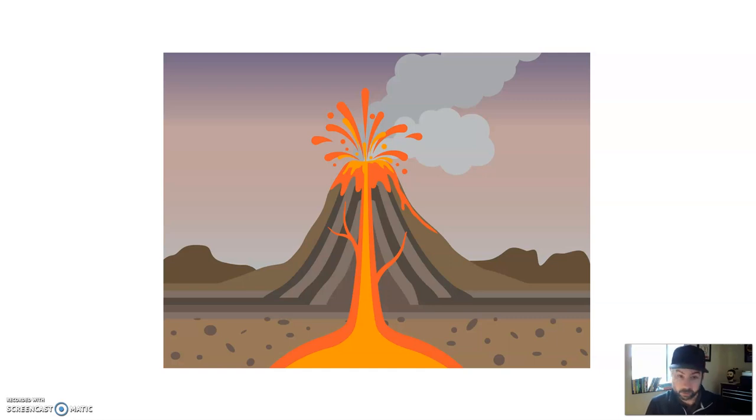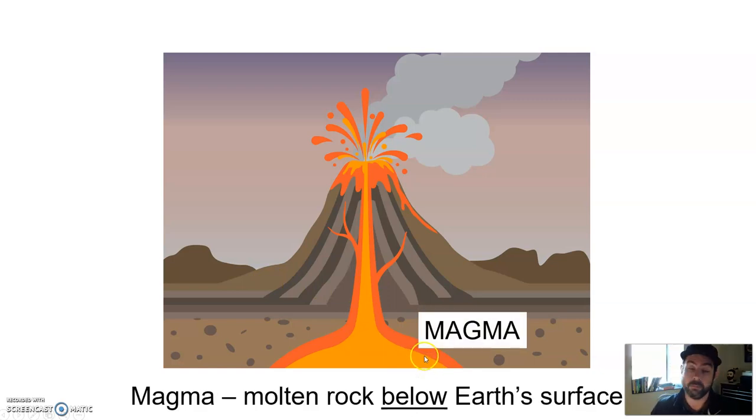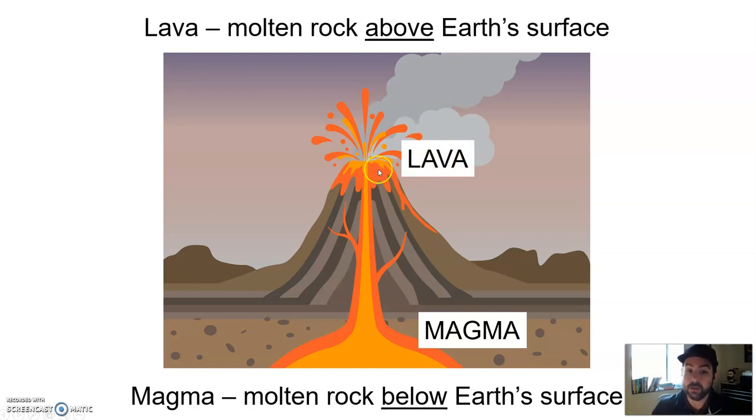So here you have a volcano. You have some molten rock below the Earth's surface. That's known as magma. Magma is defined as molten rock below Earth's surface. Lava is molten rock above Earth's surface. So it's two different names for the exact same material. If a volcano is erupting and we have magma through here, as soon as it erupts to Earth's surface, magma, lava. Two different names for kind of the same stuff. It just depends on where it's at. Magma below Earth's surface, lava above Earth's surface.